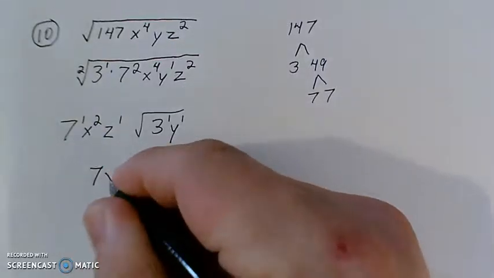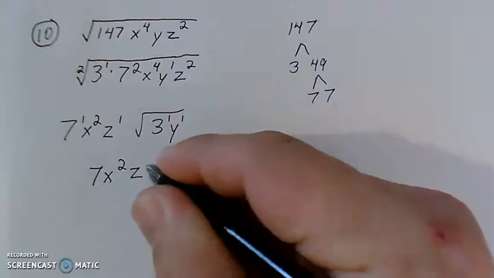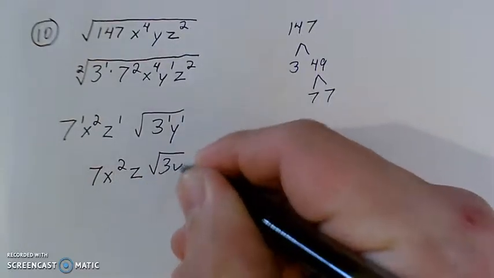So 7 to the 1st power, x squared, z to the 1st power times the square root of 3 to the 1st power, y to the 1st power.